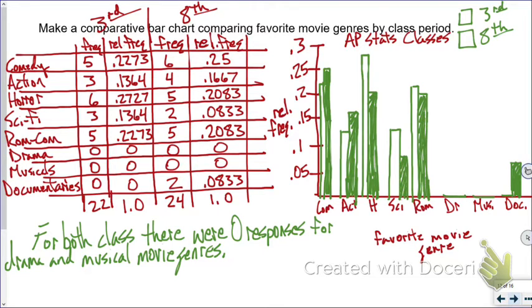One tiny difference is there were 0 documentaries for 3rd, but 8% in 8th. So that's one small difference, but I feel like there's another, and it's important to talk about the highs and the lows. So let's talk about the 2 highs. So 8th period had a high of comedy and third period had a high for horror. So I'd point that out also, and that they were different, and we'll be about done.